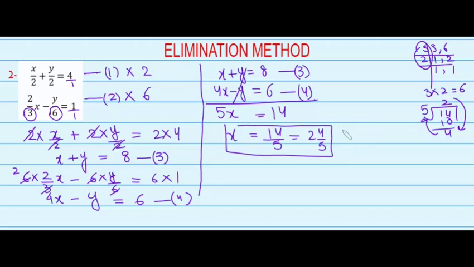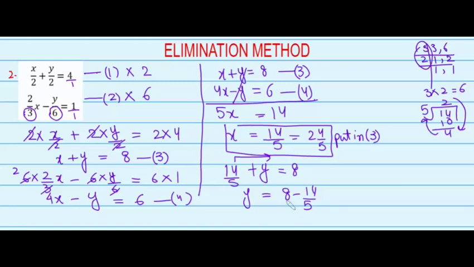Now we can put this value in any equation to find y, right? So I'm putting this value in the third equation. So x will be 14 over 5, then plus y equals 8. We can shift this 14 over 5 to the other side. Here it is positive, so there it becomes negative, so it becomes 8 minus 14 over 5, right?